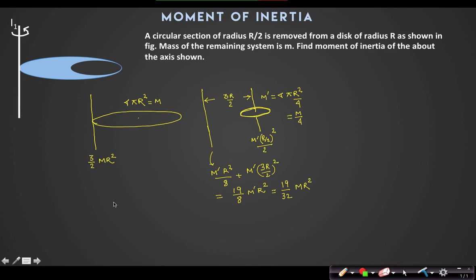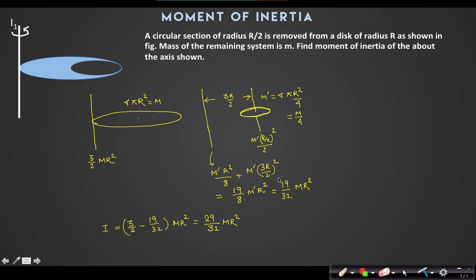Okay. So if I now find the net moment of inertia, it is 3 by 2 minus 19 by 32, into mr square. So how much is that? 16 into 3 is 48, minus 19 is 29, right? 29 by 32 mr square.